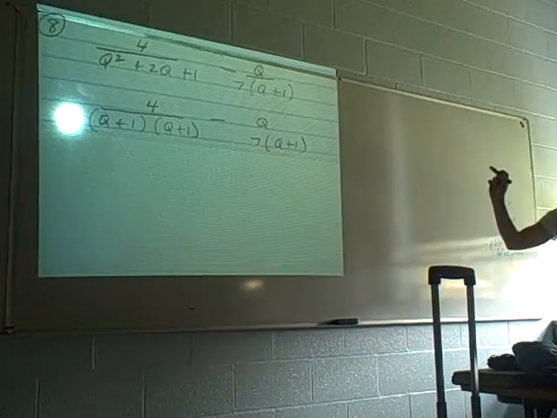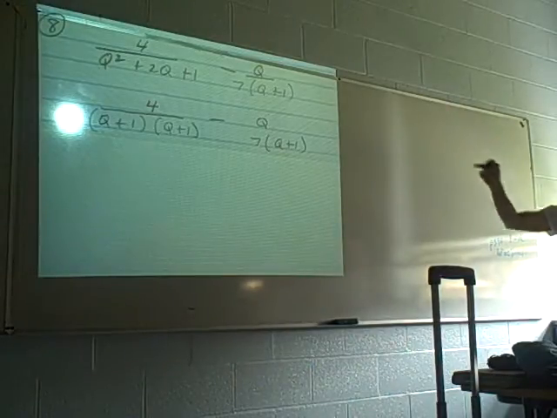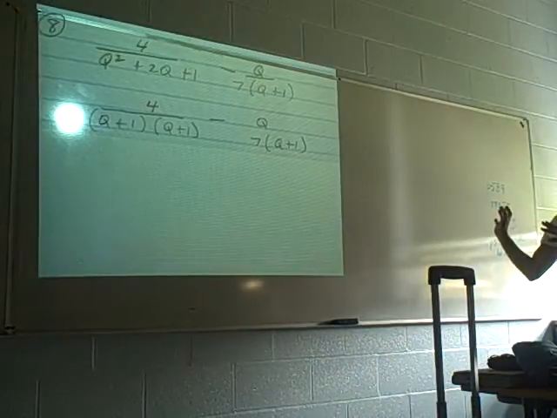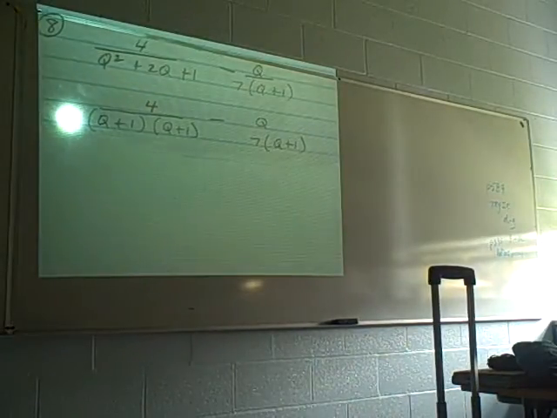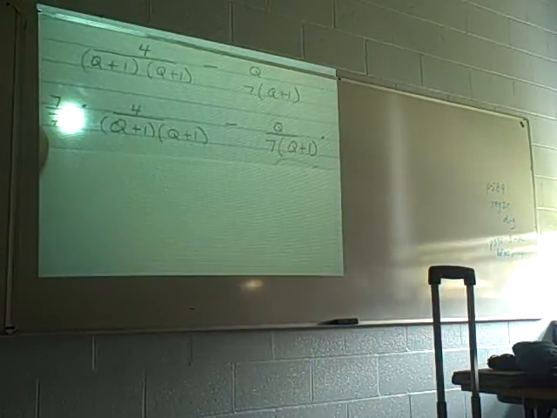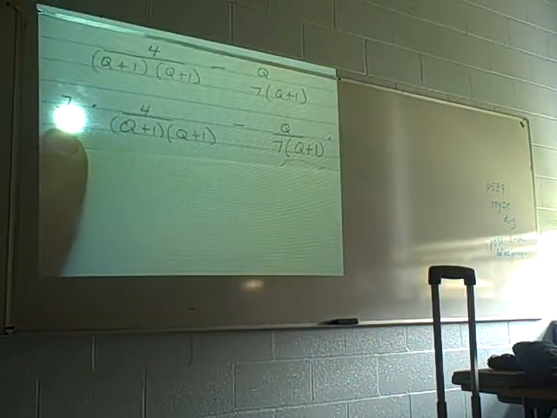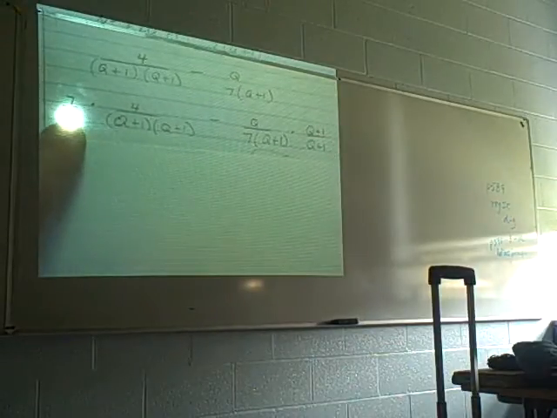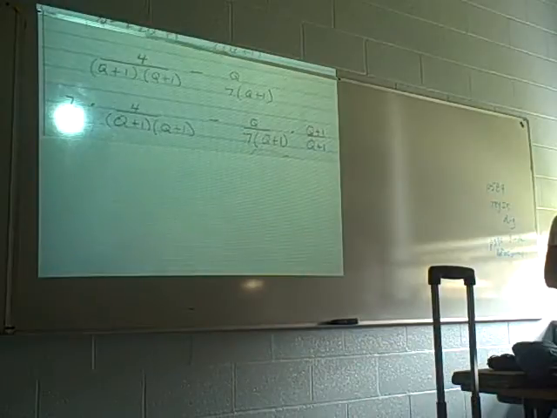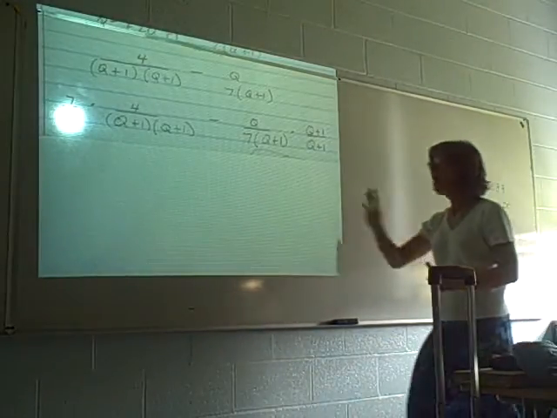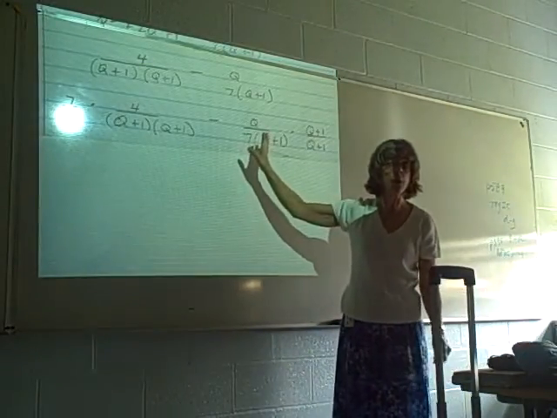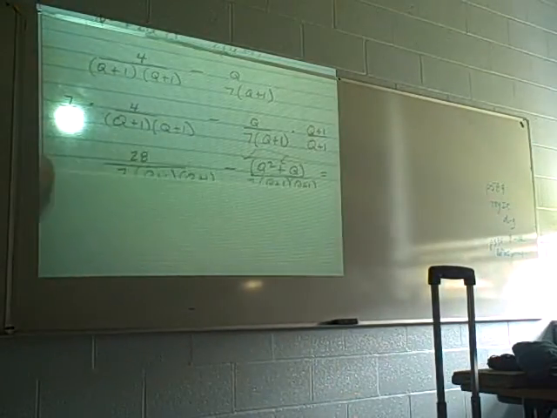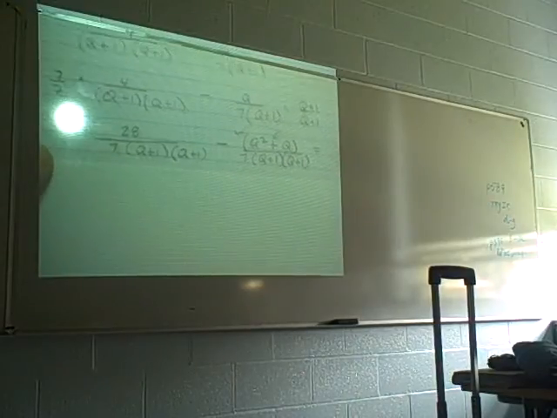Multiply by 7. On the left, I have to multiply by 7, and on the right, I have to multiply by q plus 1. Okay? So I am multiplying by 7 over 7, and on this side, it is going to be q plus 1. Now, is everybody okay with that so far? So now I am going to multiply it out, and 7 times 4 is 28.